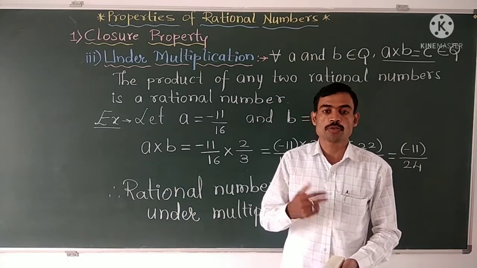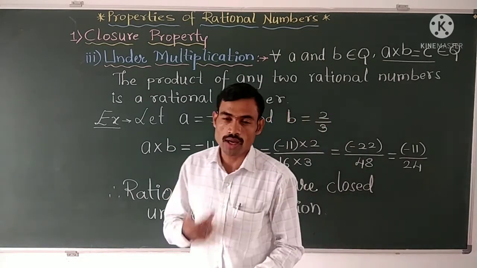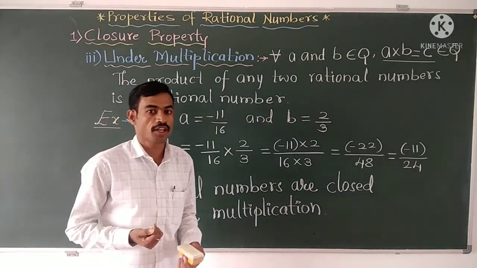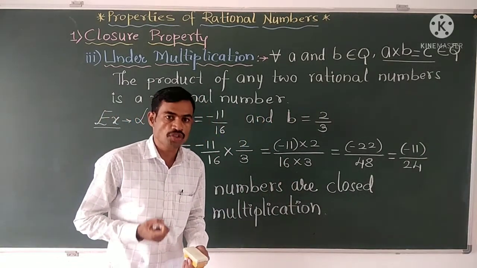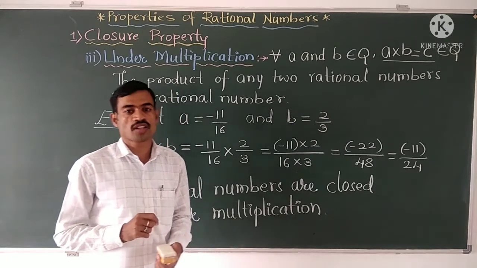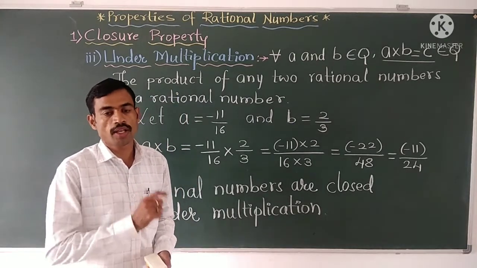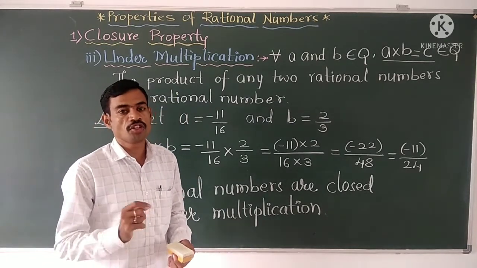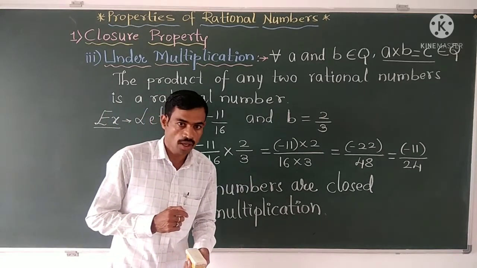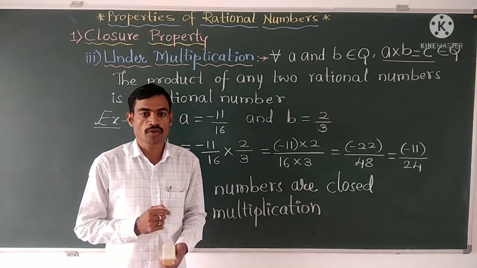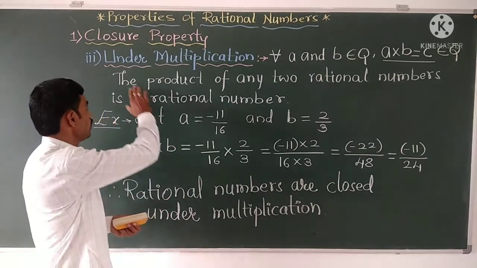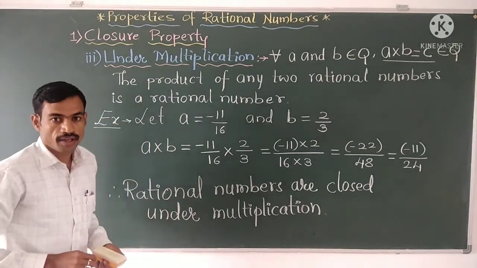And the last property and the last operation is division. We need to check: is this closure property applicable for the division of rational numbers? So next, the second one, that is the fourth one, is under division.